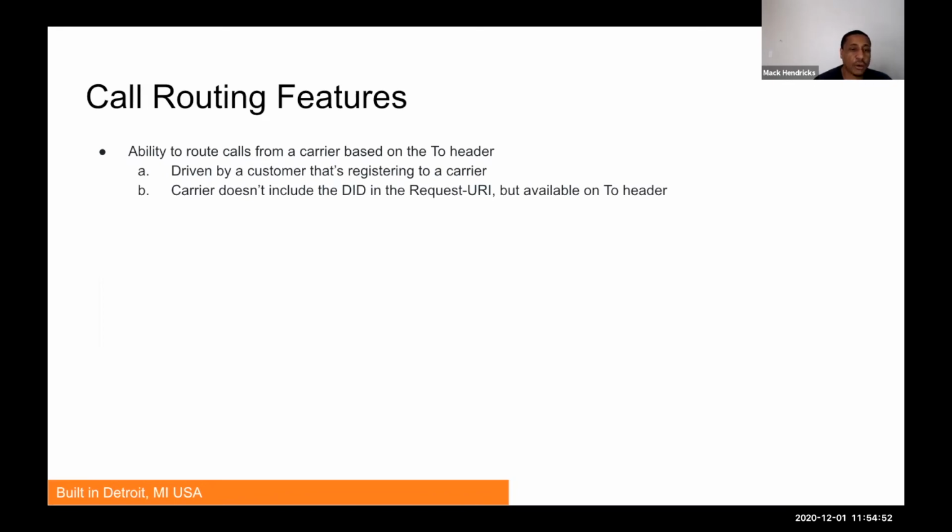So now for any calls coming from a carrier inside dSIPRouter, we will first try and route on the request URI. If we cannot route on the request URI, we will then try and route on the To header. I think this is just a feature that will make it much easier, especially for people outside of the US, to work with and use dSIPRouter versus having to do some modifications.